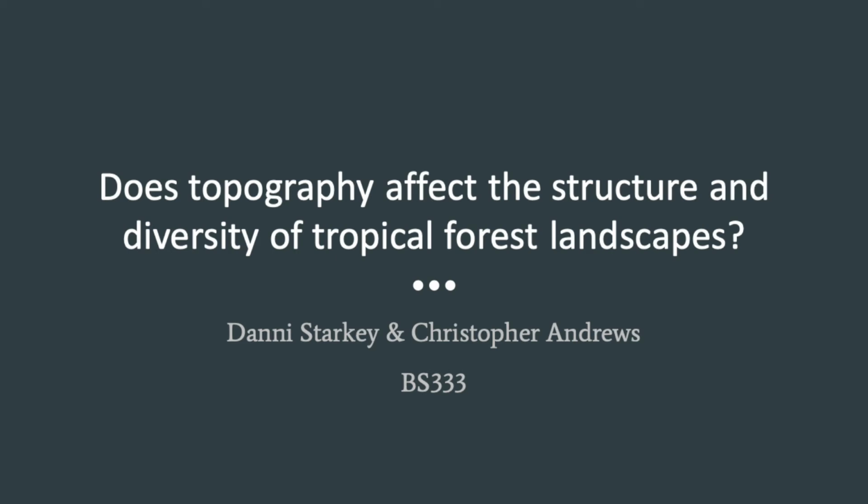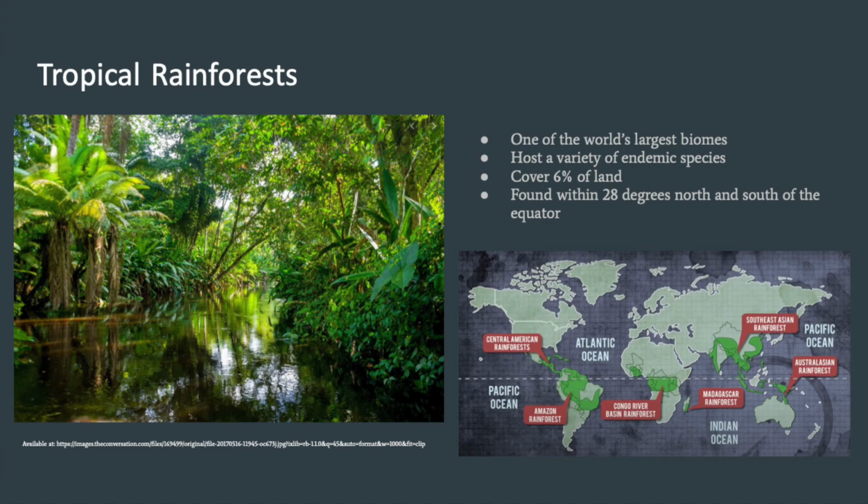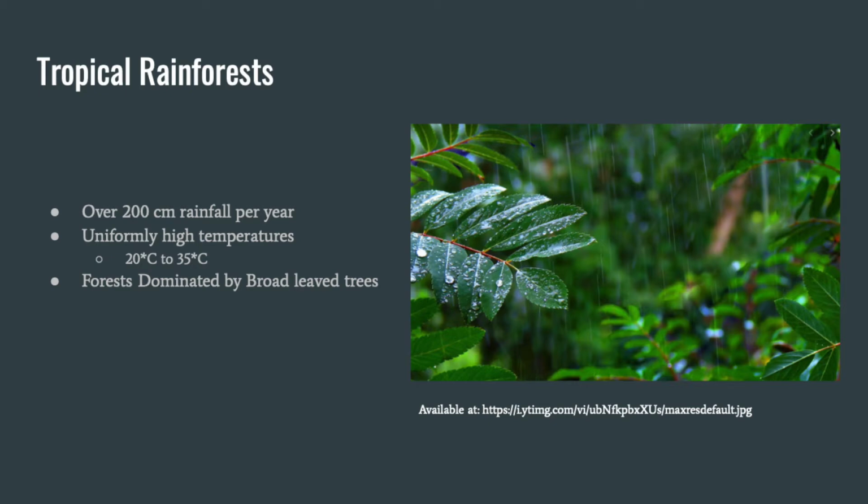Does topography affect the structure and diversity of tropical forest landscapes? Tropical rainforests make up one of the world's largest and most diverse biomes, hosting a variety of endemic species, even though they only cover 6% of the Earth's land surface. They can be categorized as forests found within wet tropical lands, growing up to 28 degrees north and south of the equator. Due to being located so close to the equator, tropical rainforests receive over 200 centimeters of rain per year and have uniformly high temperatures.